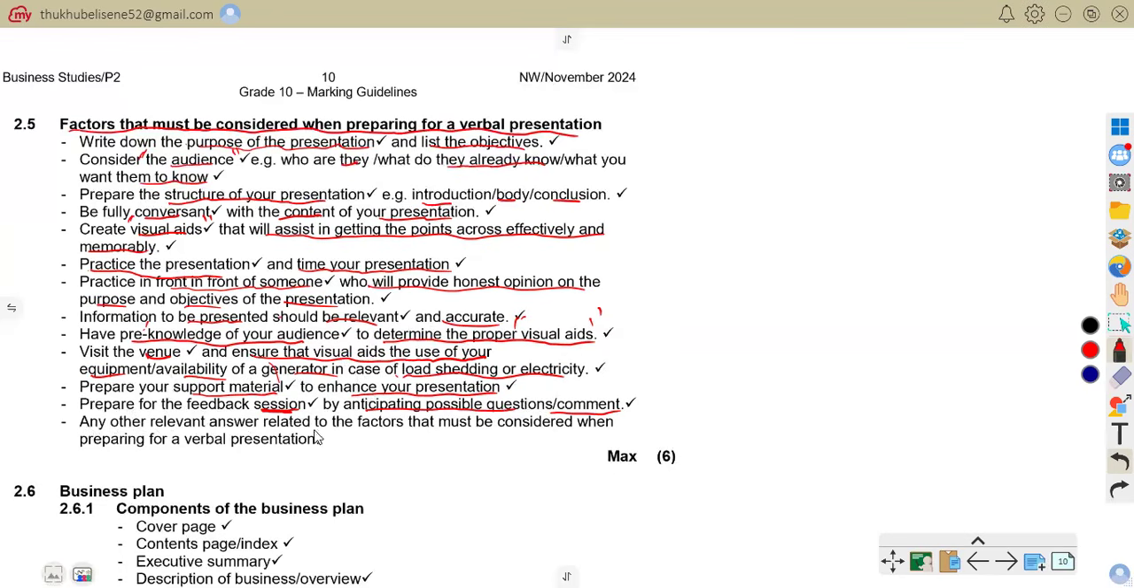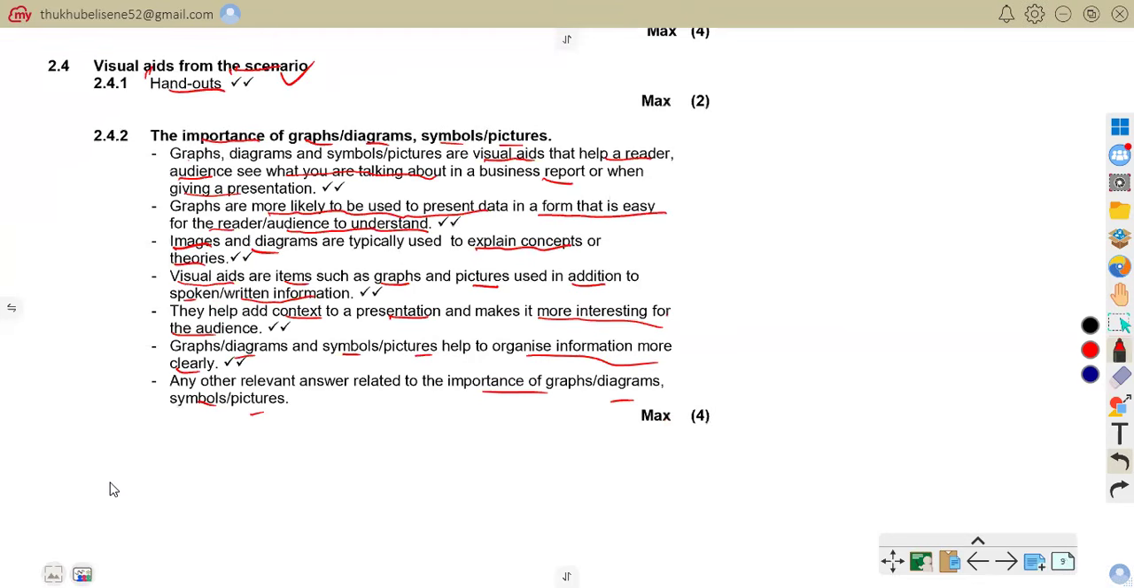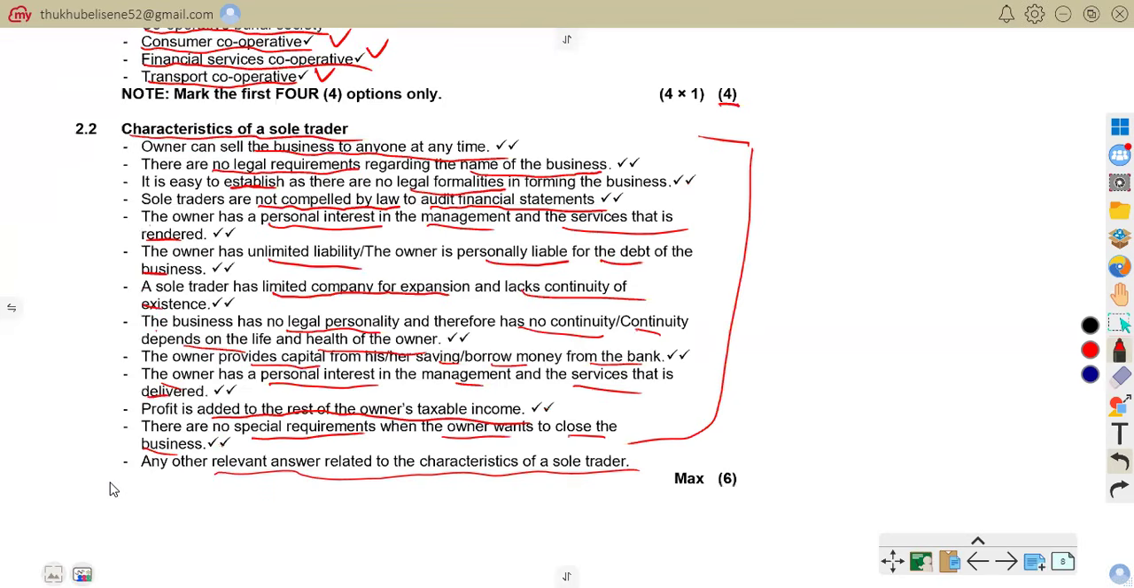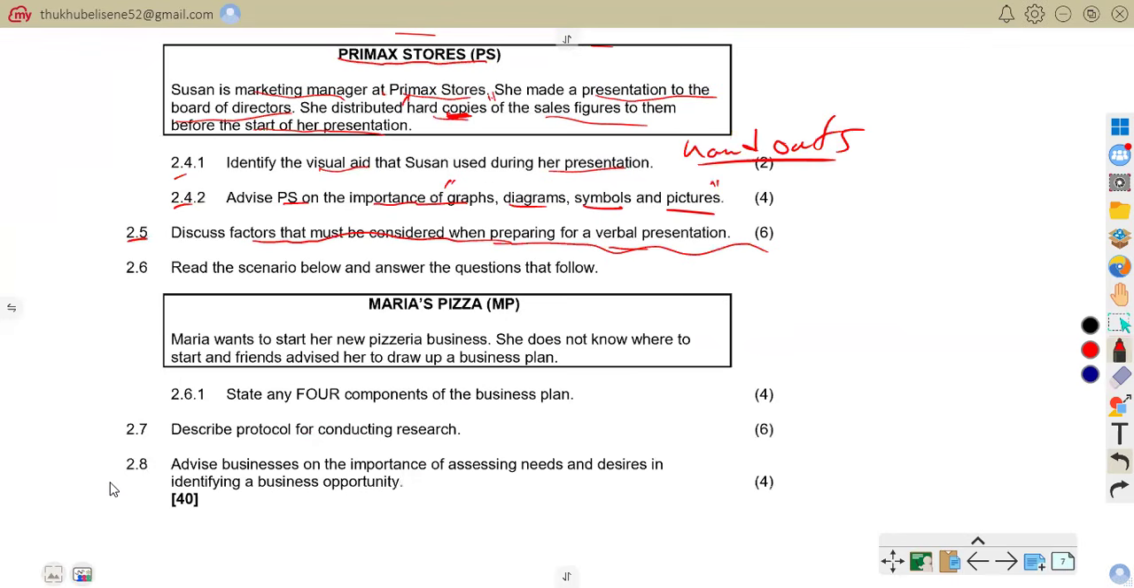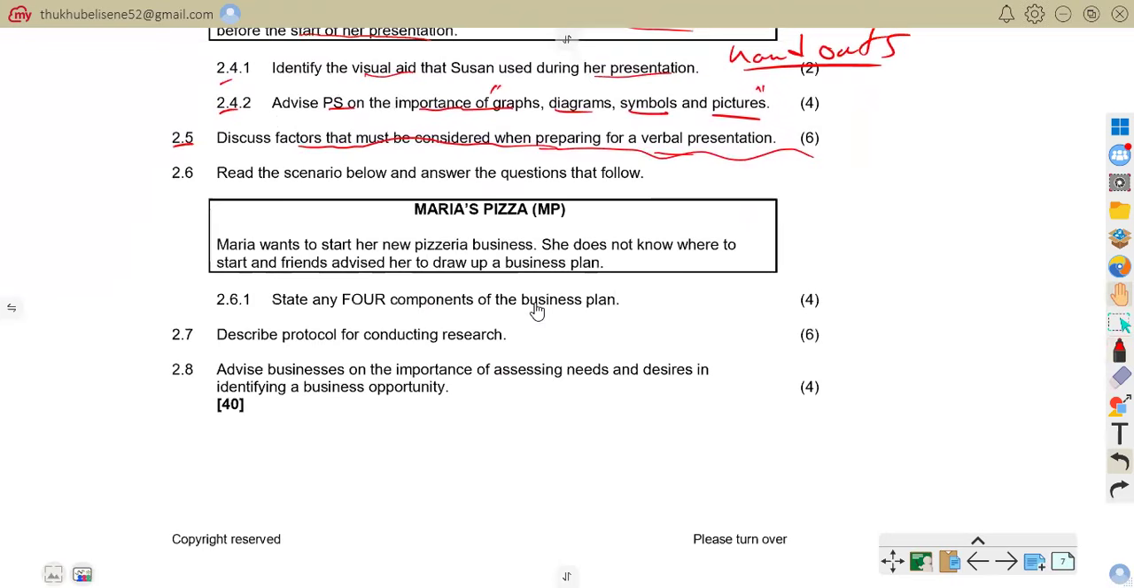So any relevant answer related to factors that must be considered when preparing for a verbal presentation is accepted. That is that. Now let us move on to 2.6, good people. So here we are on 2.6.